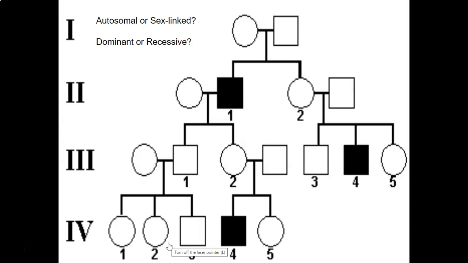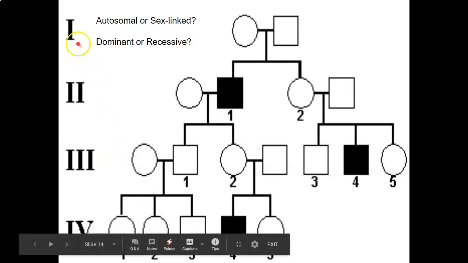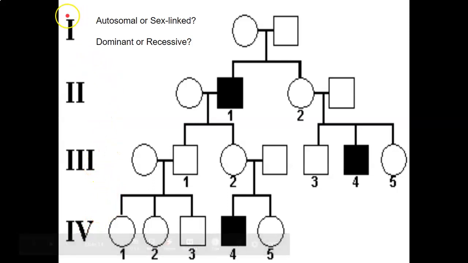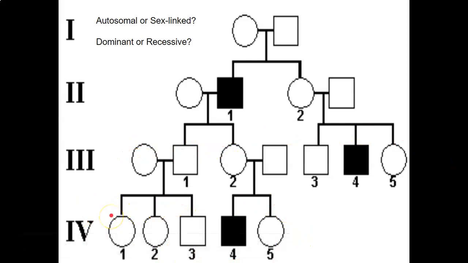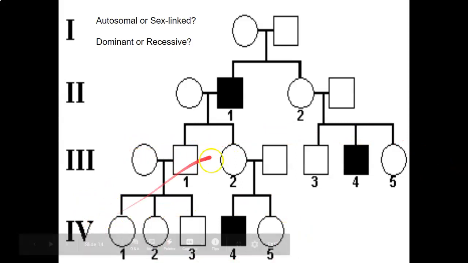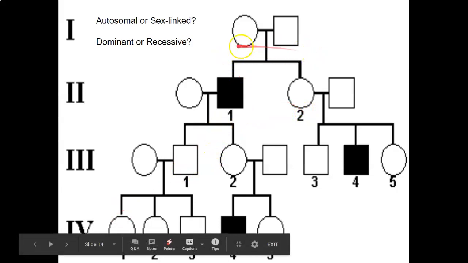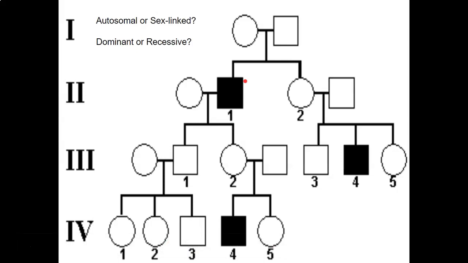Before we figure out if it's autosomal or sex-linked or dominant or recessive, if you just generally look at this pedigree, you're going to see it has 4 generations. They'll often number the generations with Roman numerals. So the first generation would be just these 2, then these would be the second generation, third generation, and then down here would be your 4th generation. Sometimes they'll number the individuals in each generation, or sometimes they'll just number some of them if they want you to identify just some of the genotypes of the individuals.